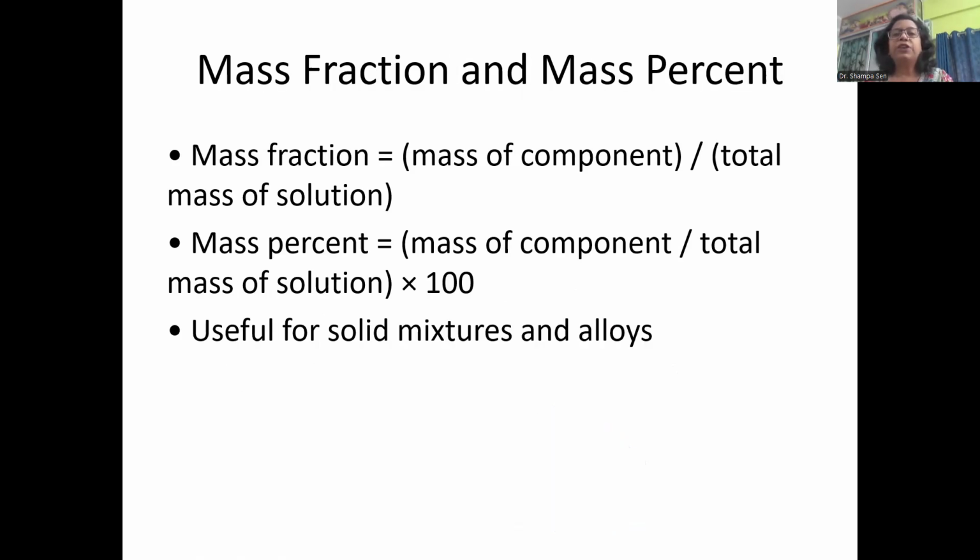Next is mass fraction and mass percent. Mass fraction, mass of any component divided by total mass of solution, that is total mass of all the components. Mass percent, mass fraction multiplied with 100. Why are these used? These are used for solid mixtures and alloys majorly.